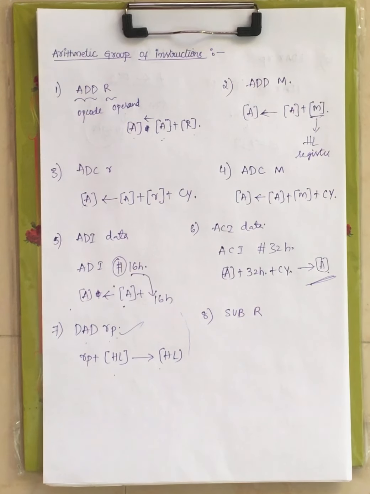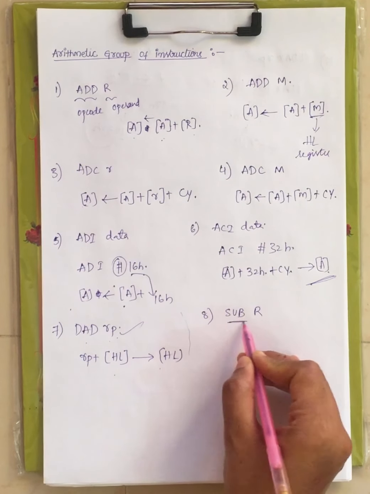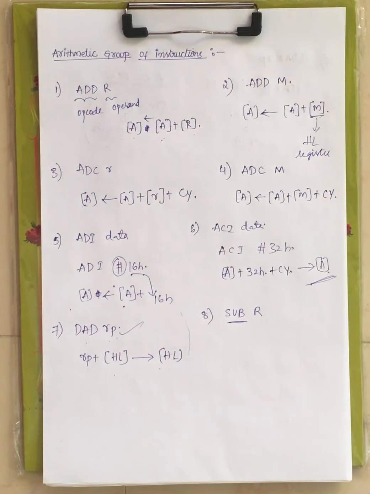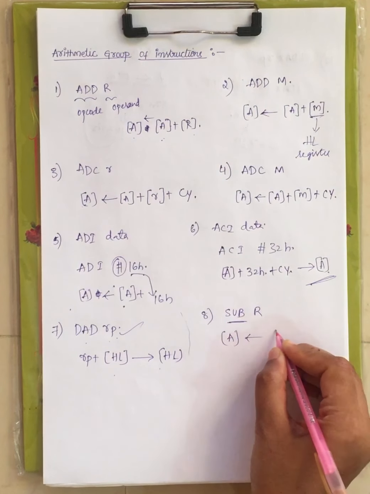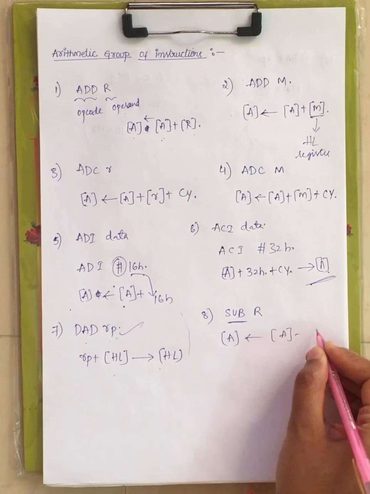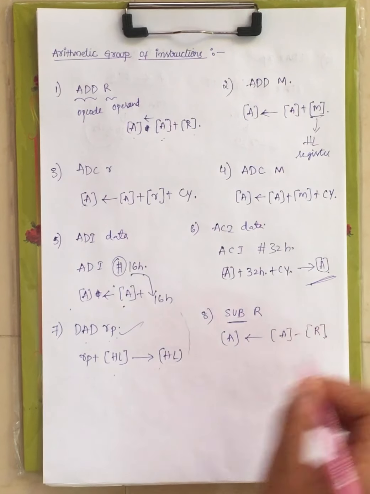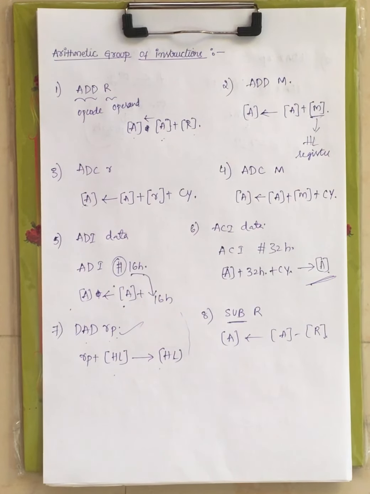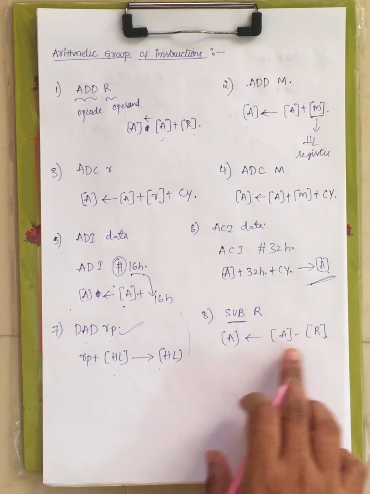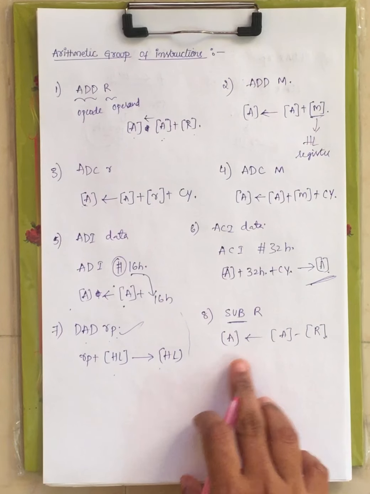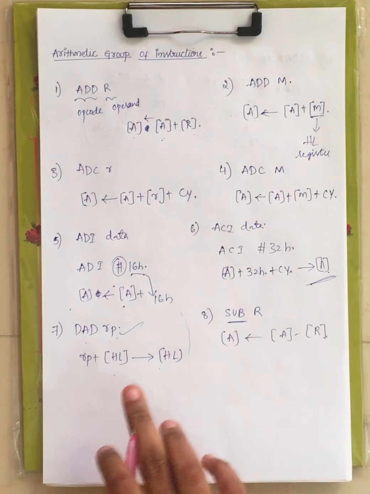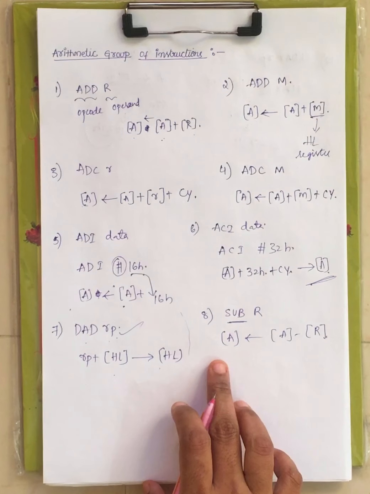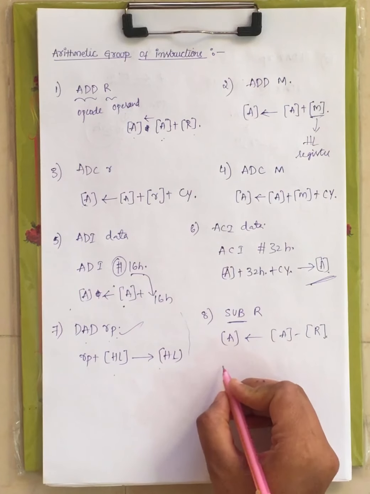Now coming to subtraction, right? SUB indicates subtraction. Now the contents of the R register are subtracted from the contents of the A register, and the result is stored in A itself, right? A minus R, subtracting the contents of R from A. Now the result is stored in A itself.